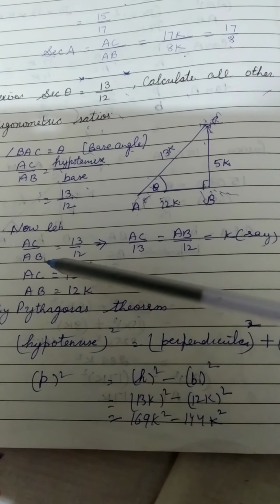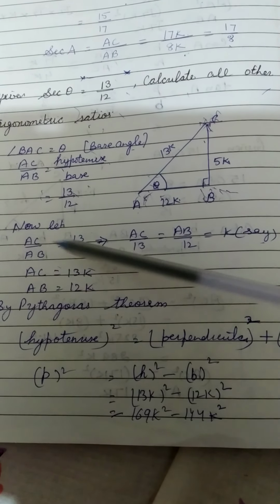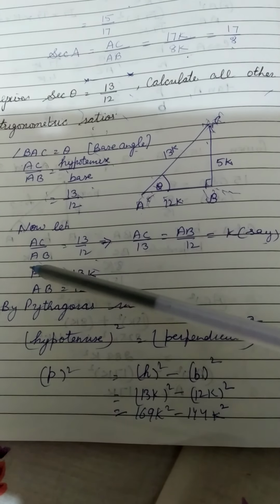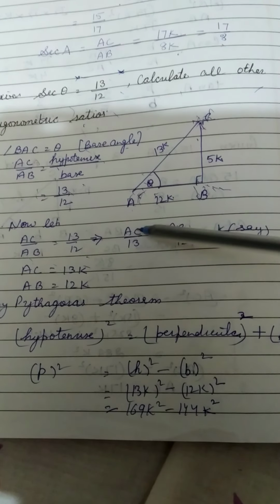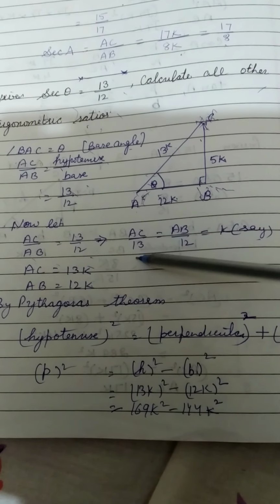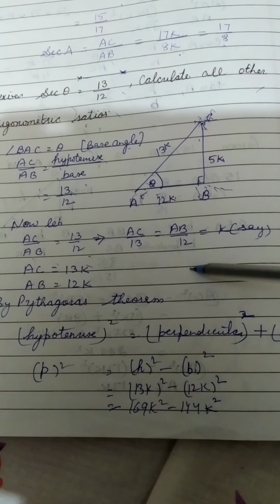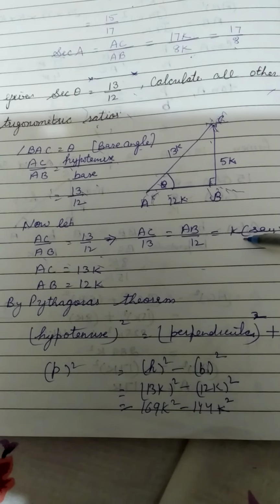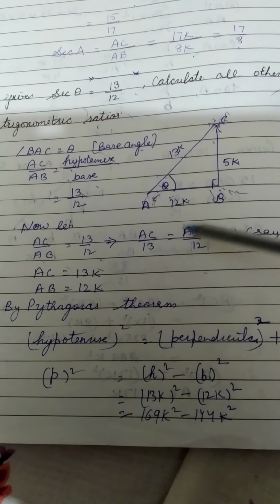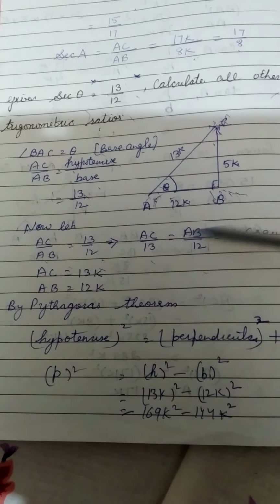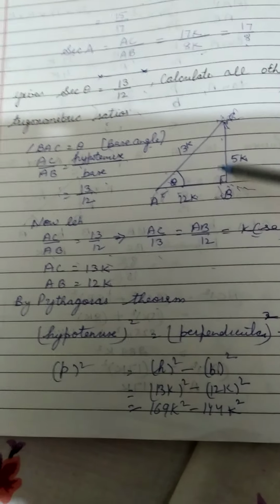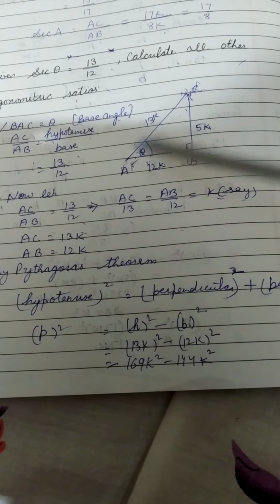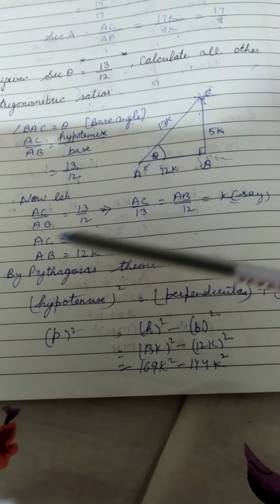Then if we cross multiply, 13 goes in the denominator and AB goes in the numerator. Then we can say AC upon 13 is equal to AB upon 12 is equal to K. It is the common ratio. Then from here we get AC is equal to 13K and AB is equal to 12K. In this way we get AC, AB values in terms of K.